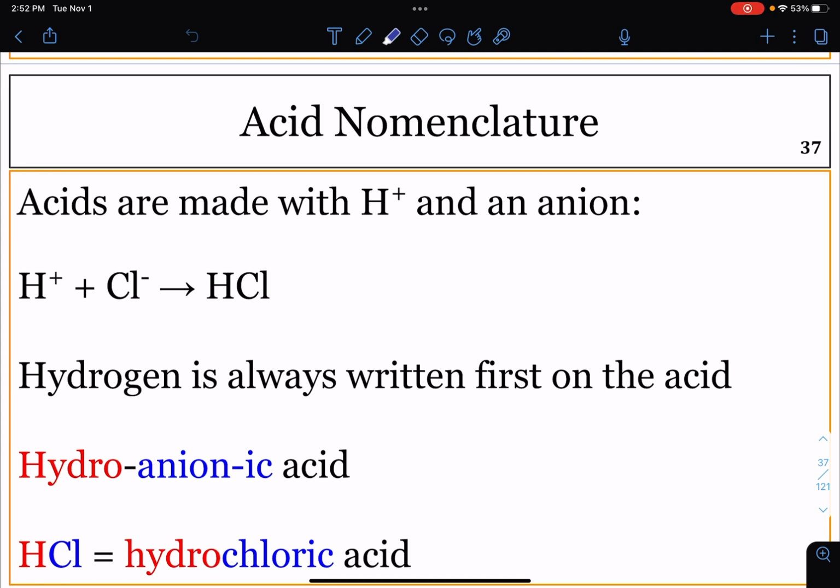If you had a single element fluorine to make an acid like HF, this would be named hydrofluoric acid. Or if we had something like HBr, we would name this as hydrobromic acid, and so forth. Follow that pattern for when you have hydrogen and only one other element in your acid.